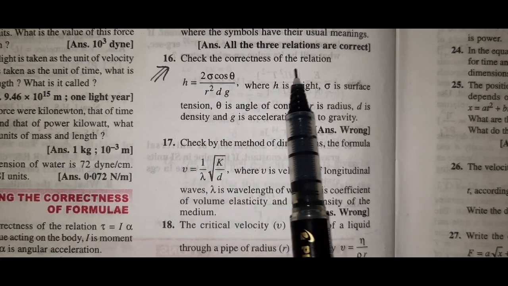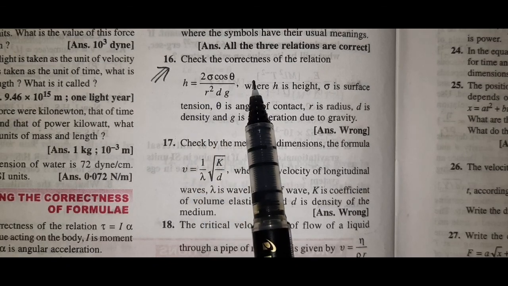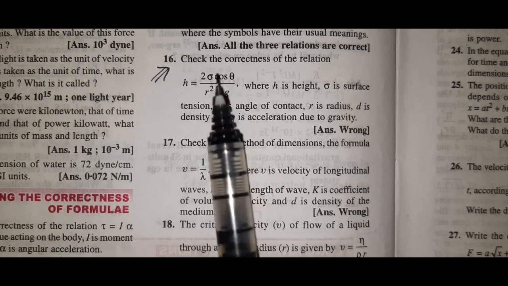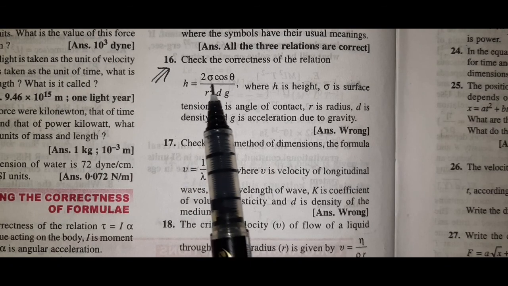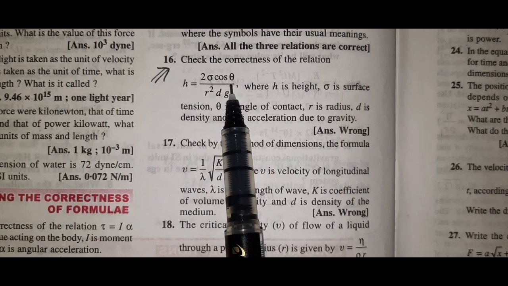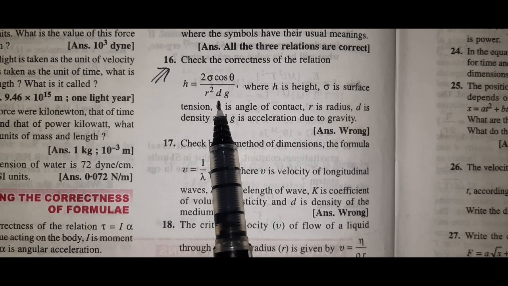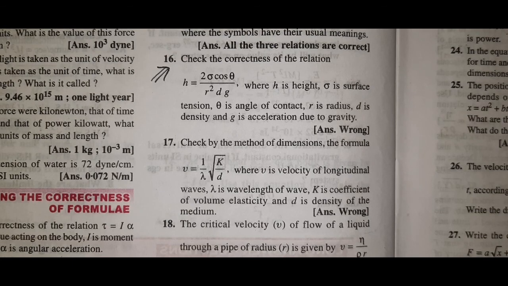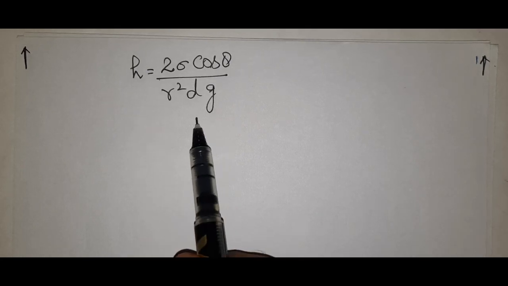Check the correctness of the relation. h is equal to 2 sigma cos theta divided by r square d g, where h is height, sigma is surface tension, theta is angle of contact, r is radius, d is density, and g is acceleration due to gravity. Now you have to check whether this formula is correct or not. This is the formula which is given.